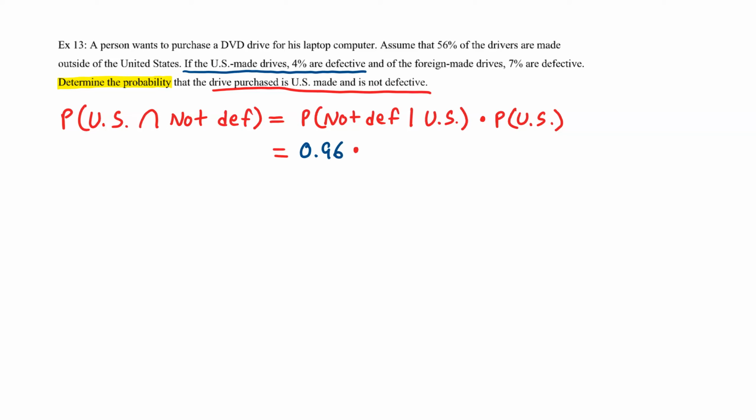And we're multiplying that by the probability of those made in the US. So we're told 56% of those are made outside of the US. So if 56% are made outside of the US, that means the remaining 44% are made in the US. So we multiply those probabilities together and we get 0.4224. So that wraps up chapter 13.